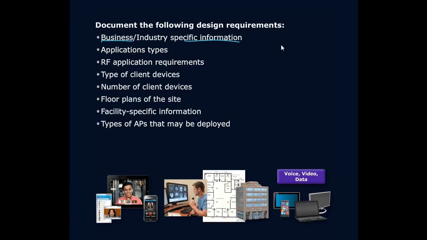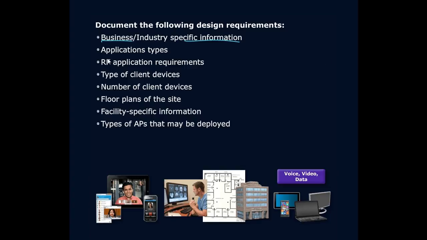Is this a very small building? Is it a very large building? We have to be able to understand what are the business or industry specific things going on. Do I have large forklifts roaming around all the time? Is it a restaurant that uses a lot of microwaves? There's lots of things I need to know, that what you do in that building and what your building's doing impacts greatly the wireless LAN design.